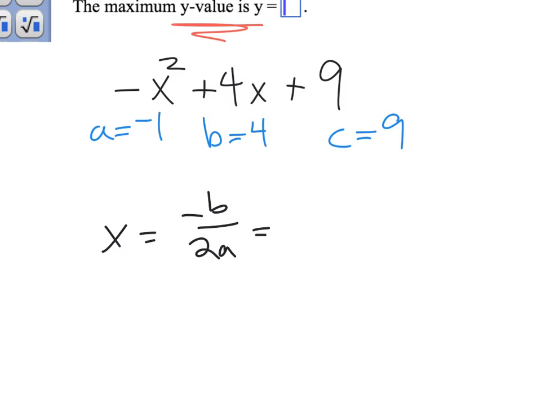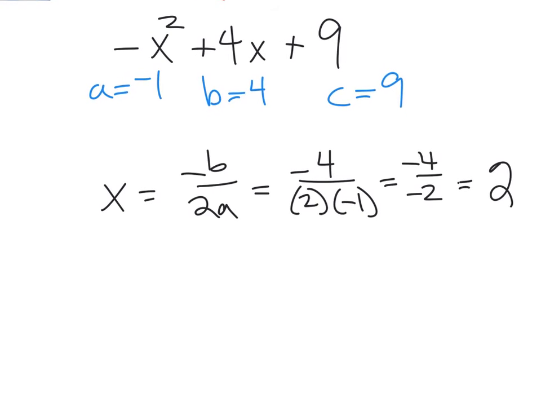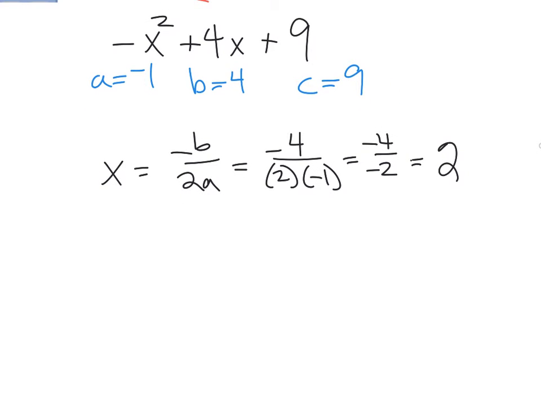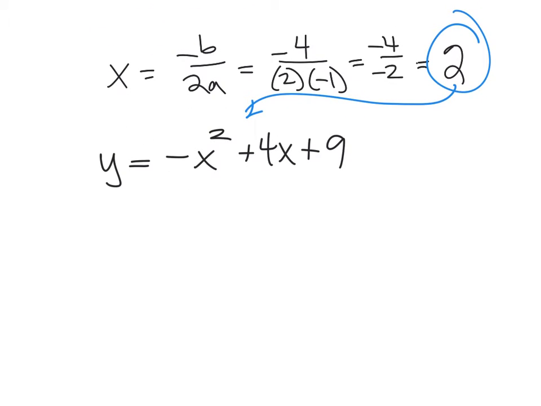In fact, let's do that real quick. So this becomes negative 4 over 2 times negative 1, which gives us negative 4 over negative 2, which is positive 2. So the x value is positive 2. Now we're going to substitute that into our original equation, which is negative x squared plus 4x plus 9. We're going to take our 2 and substitute it in.